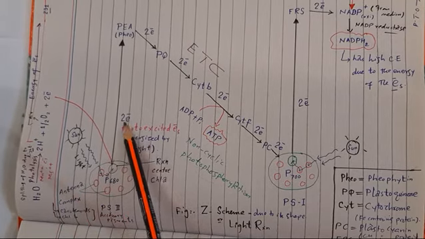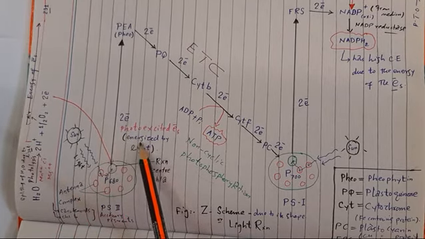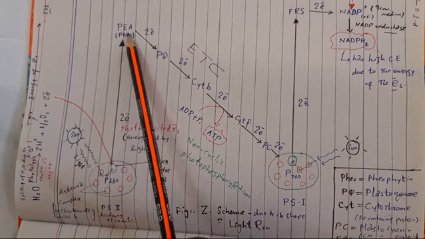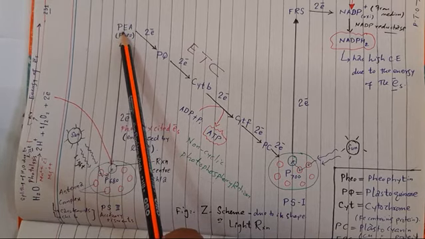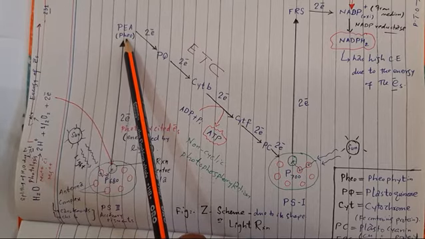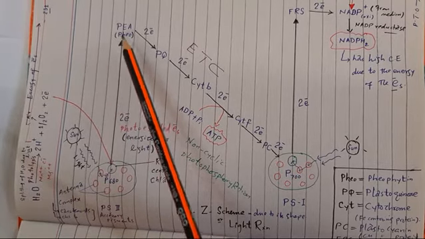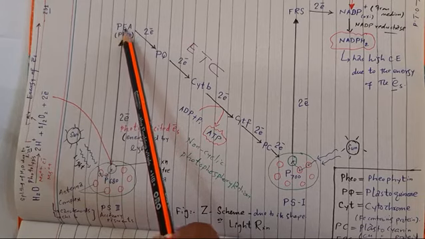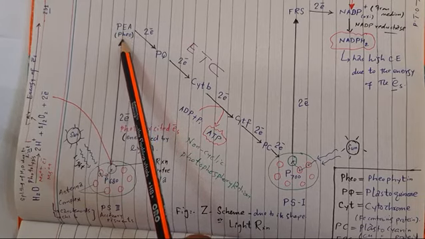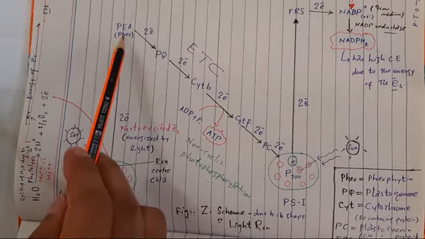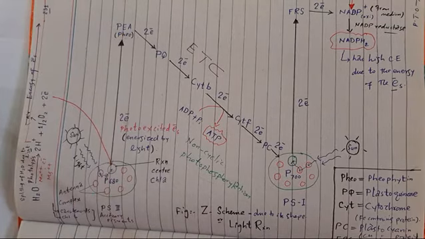Now these 2 photoexcited electrons, which are high energy electrons, are captured by a primary electron acceptor of photosystem 2, which is known as pheophytin. The lost high energy electrons are taken up by the primary electron acceptor of photosystem 2, right? The second step.